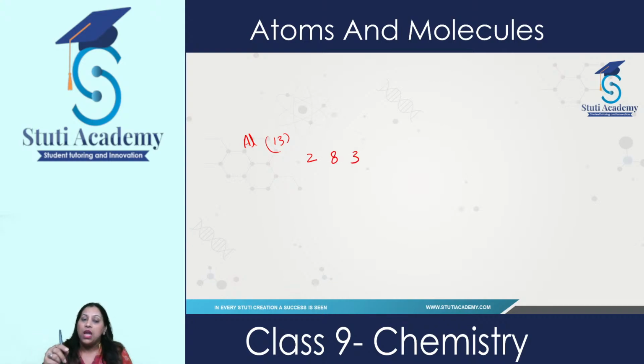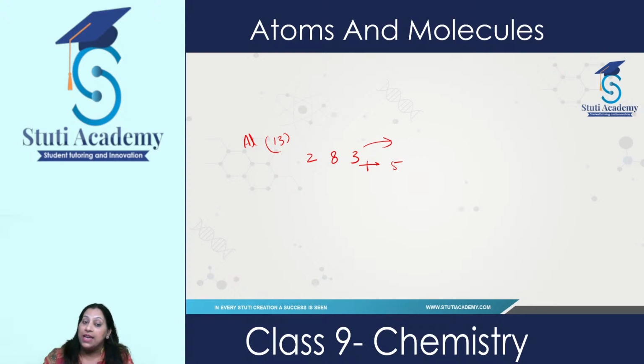Now tell me which one is the easy task if this aluminium wants to be stable in nature. There are two conditions which we have already discussed. Either lose 3 electrons or take 5 electrons. Now write in the comment box and tell me which one is the easier method to get stable in nature. Whether it will lose 3 electrons or gain 5 electrons. Now tell me quickly.